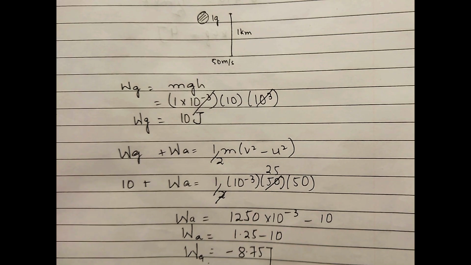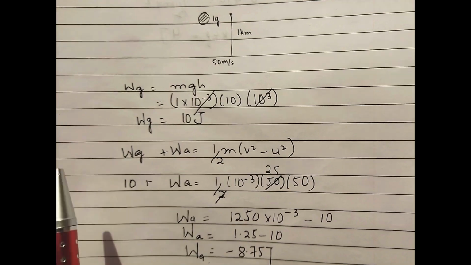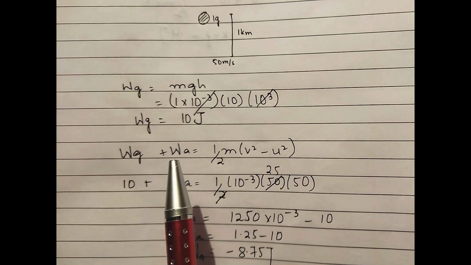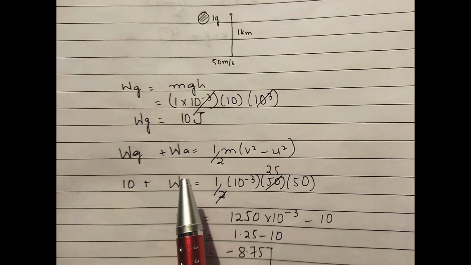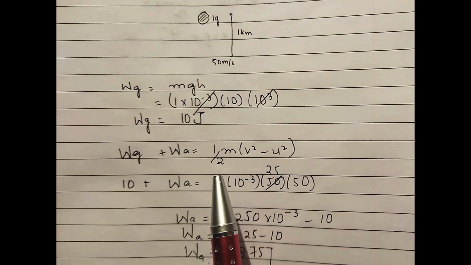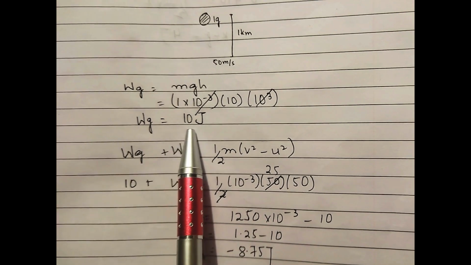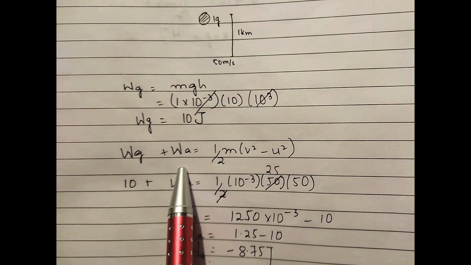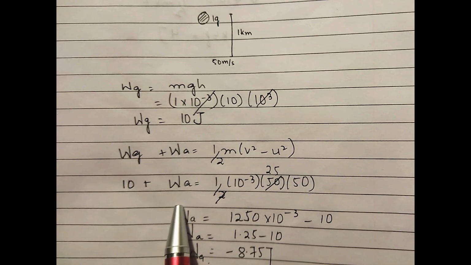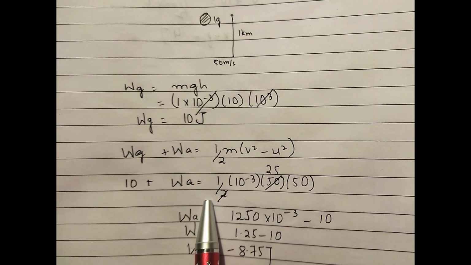The next thing that we're going to do is find the work done by the resistive force of air. Now, to find it, we're going to use the work energy theorem, which states that the work done by all of the forces on a system, whether they be conservative like gravity or non-conservative like air resistance, is going to be equal to the change in kinetic energy, that is half m v square minus u square. Now, we already found the work done by gravity, that is 10 joules. We have to find the work done by the air resistance or the resistive force of air, and that's going to be equal to the change in kinetic energy.